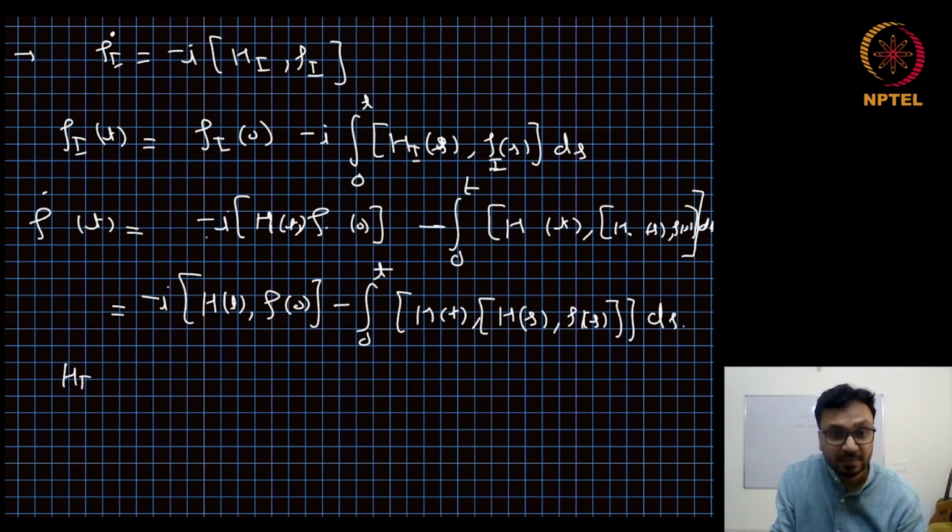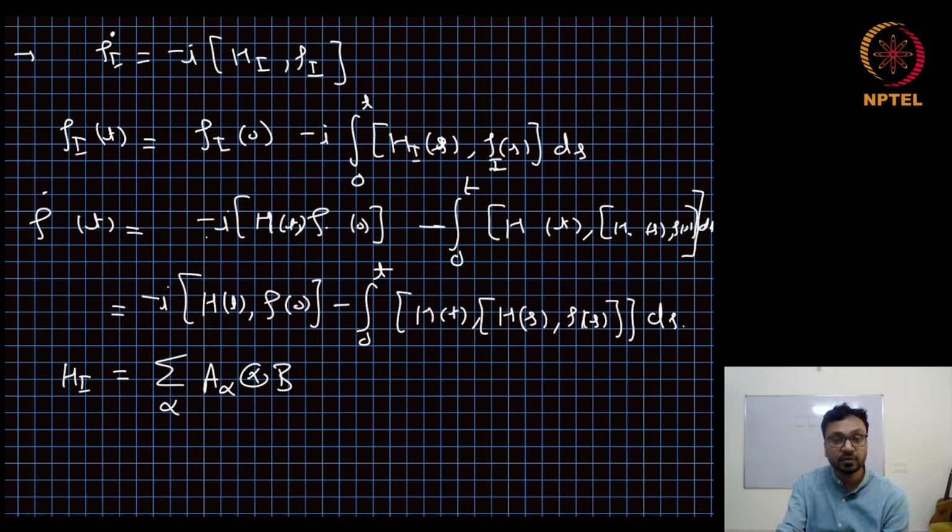Another thing, the interaction Hamiltonian H_I can always be written as the sum over alpha of operators A alpha acting on the system Hilbert space, tensor operators B alpha acting on the bath Hilbert space. Any operator acting on H_S tensor H_B can be written in this form for an appropriate choice of A alpha and B alpha. And let us assume that A alpha and B alpha are Hermitian, so A alpha dagger equals A alpha and B alpha dagger equals B alpha.